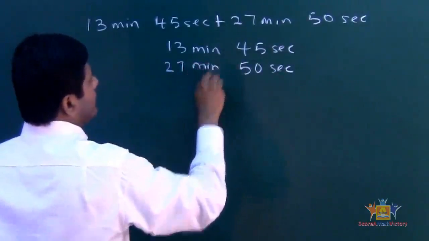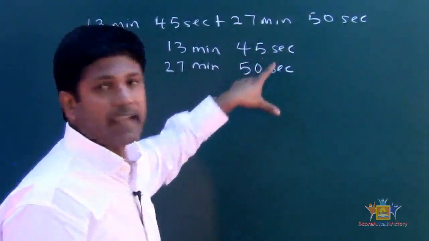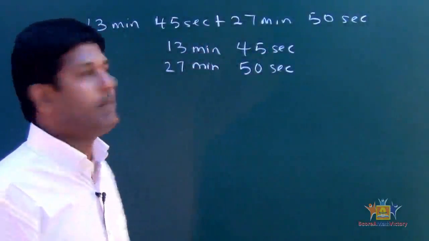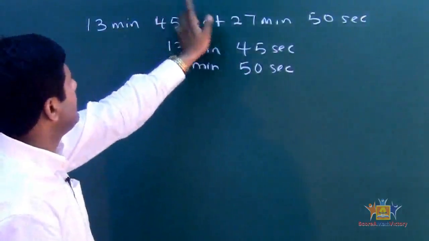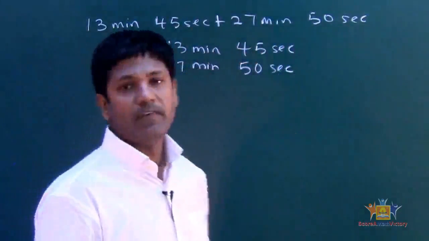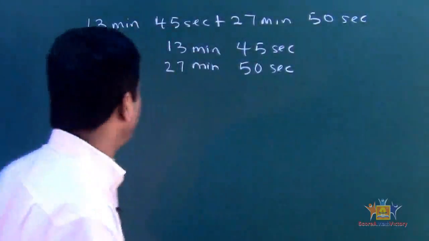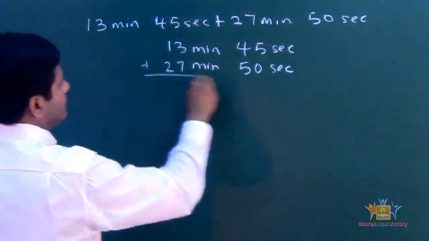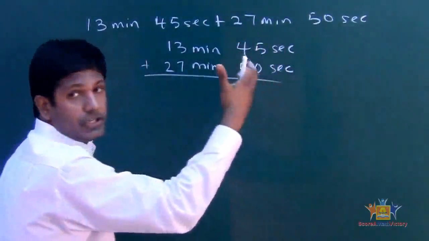It's good to write down the units. That way you know you are adding seconds with seconds, minutes with minutes. Because if I had given you a problem without the units, I just give you 13 plus 27 minutes and 50 seconds, you can mix it up. See that? It's very important. So let's add them. Always start from the very right, the smallest unit, for addition.